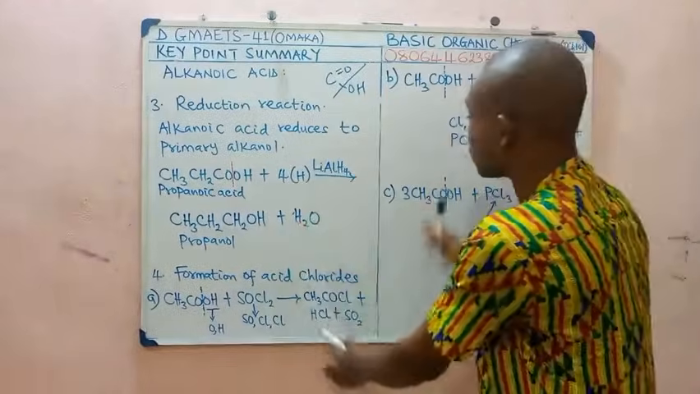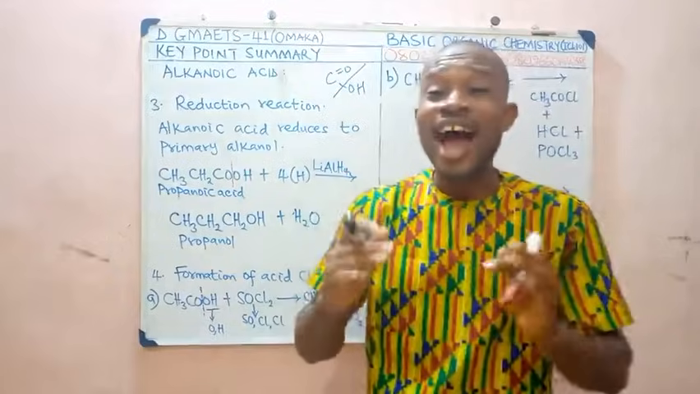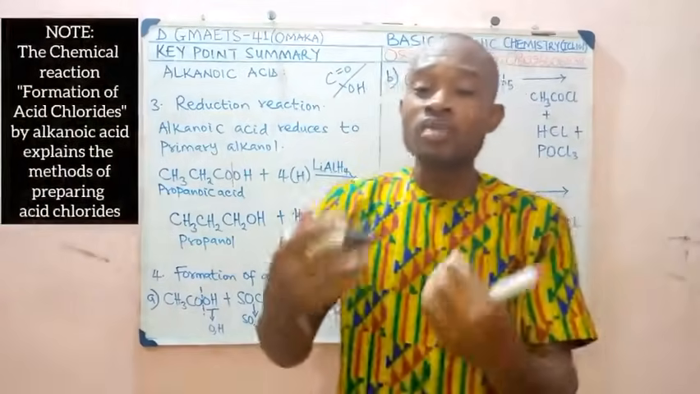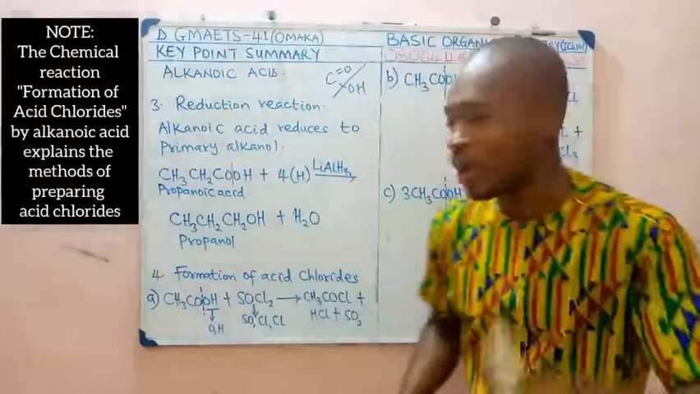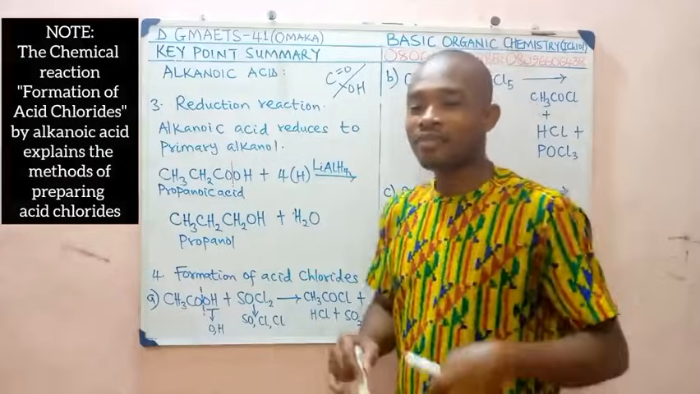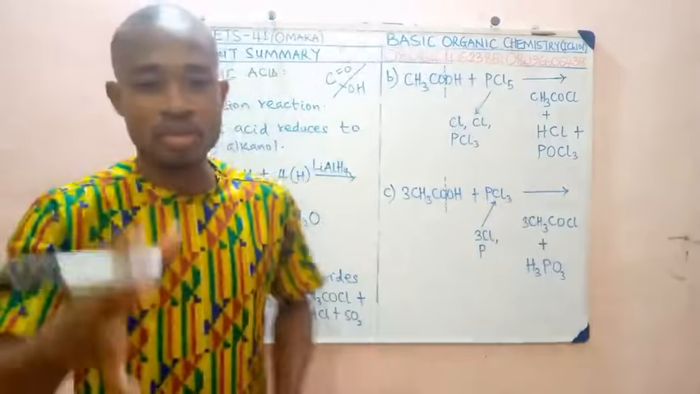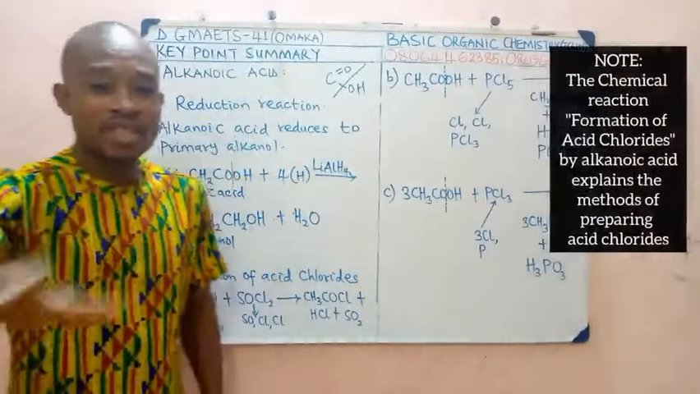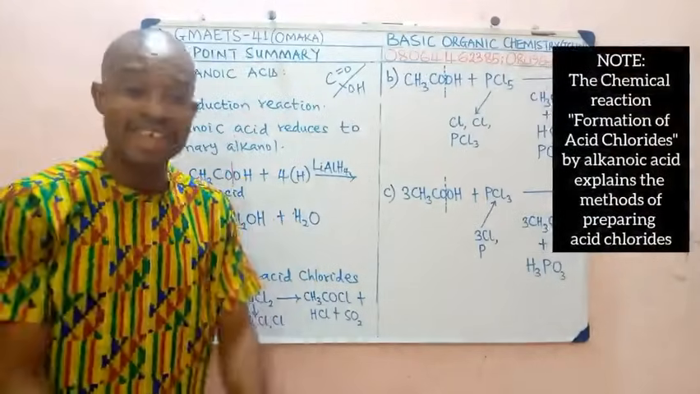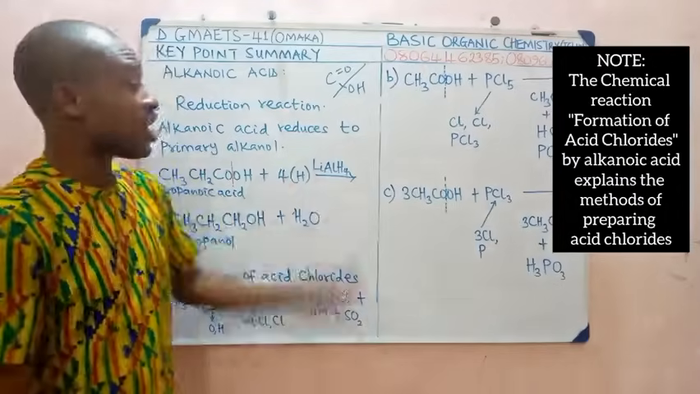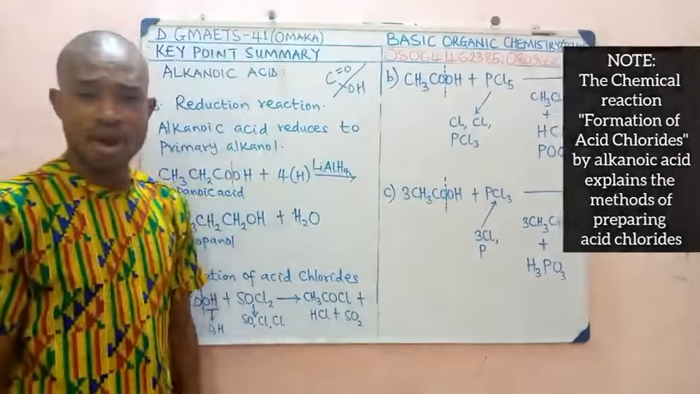This reaction 4A to C we are about to treat here actually forms the method of preparing acid chlorides. After alkanoic acid chemical reactions, we'll be looking at acid chlorides. I won't say anything about the preparation of acid chloride again, as per writing the reaction equation. The reaction equation is all we have here. Are you getting me right?